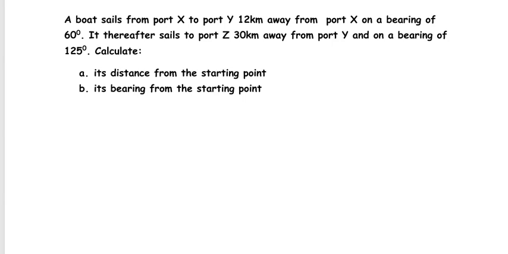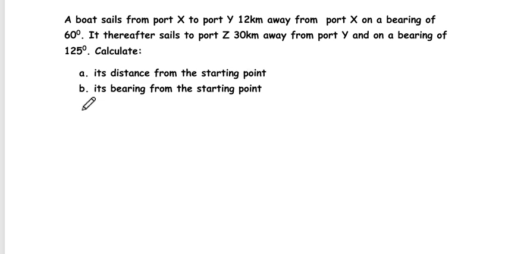I'll be solving a question on bearing, and this question says a boat sails from port X to port Y, 12 kilometers away from port X, on a bearing of 60 degrees. It thereafter sails to port Z, 30 kilometers away from port Y, and on a bearing of 125 degrees. Calculate A, its distance from the starting point, and B, its bearing from the starting point.